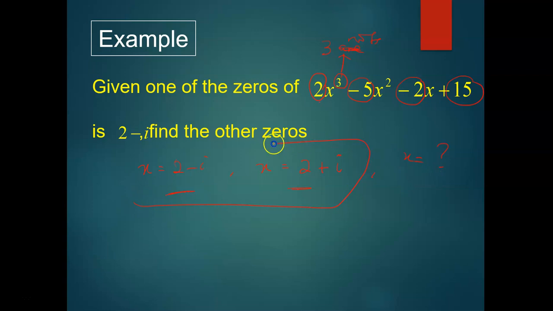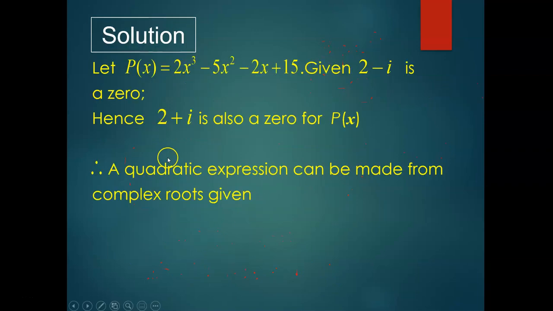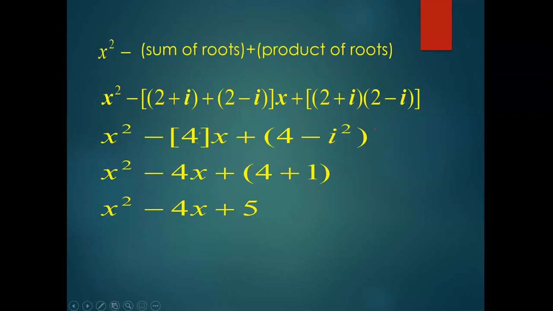From these two roots, we can find a quadratic equation. Still remember SOR and POR? So the quadratic equation is x squared minus sum of roots x plus product of roots. Okay, you use this general equation from last week's lecture. So daripada sini, 2 minus i, 2 plus i, a quadratic expression can be made from the complex roots given. Okay, so this is the general form.